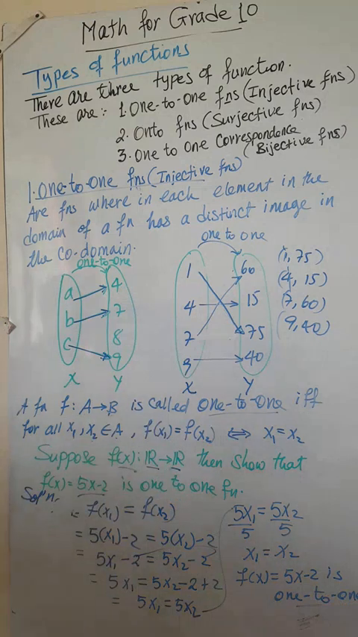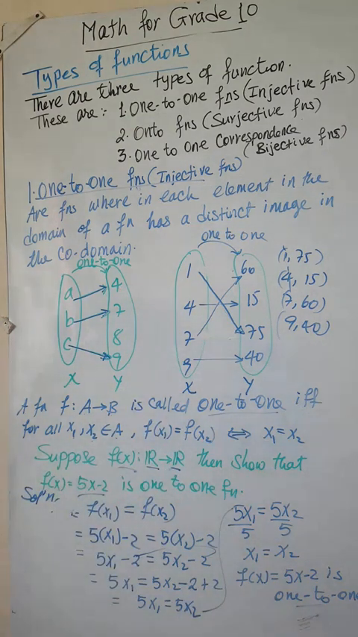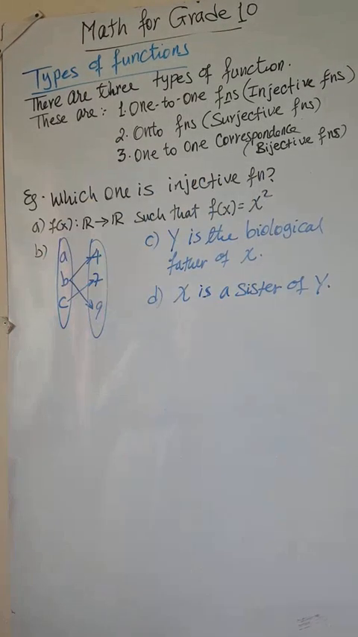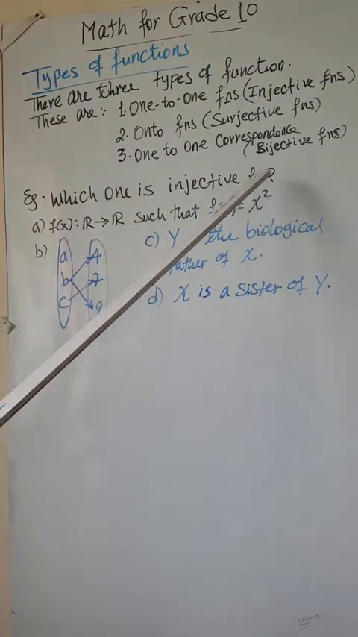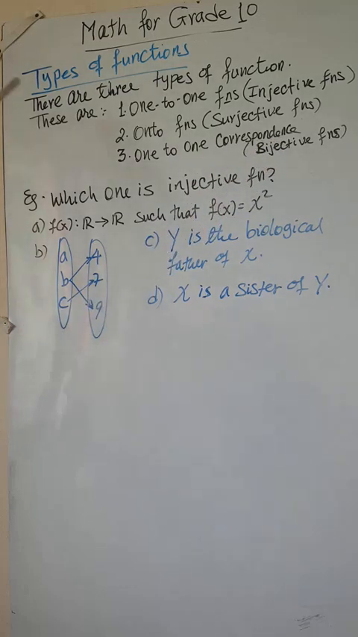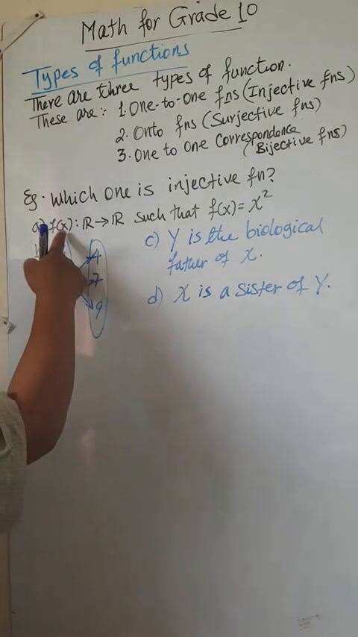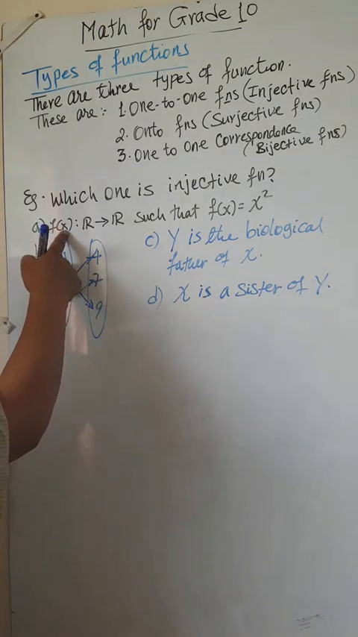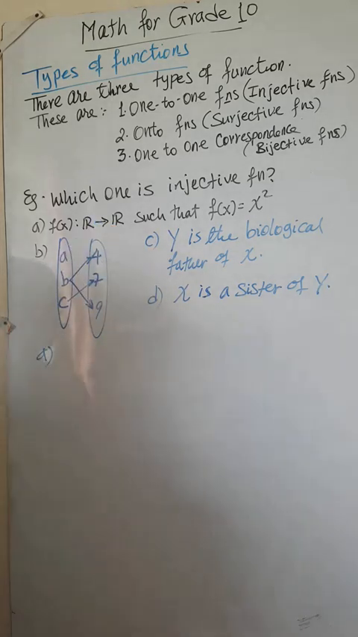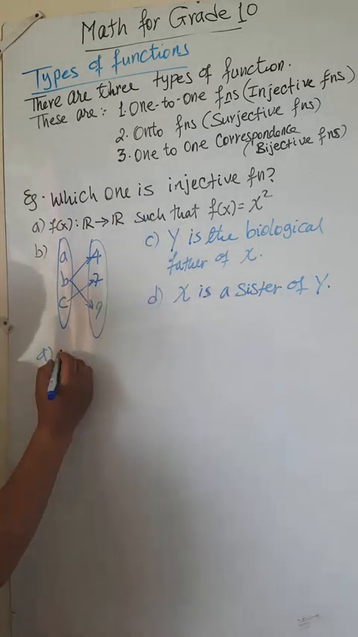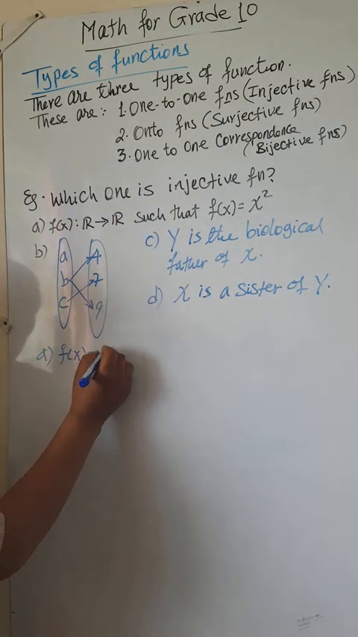Because መጨረሻ ላይ x1 እና x2 እኩል መሆናቸውን አረጋግጠን። እስቲ ተጨማሪ ኤግዛምፕሎች እንይ። እሺ ይሄን ኤግዛምፕል እንመልከት. Which one is injective function? Injective functions ምንድን ናቸው? 1-to-1 functions. Okay, injective functions are 1-to-1 functions. A እንመልከት. Okay, A. f of x function goes from a set of real numbers to the set of real numbers. The domain is real number and the codomain or the range is real number, such that f of x is equal to x squared.